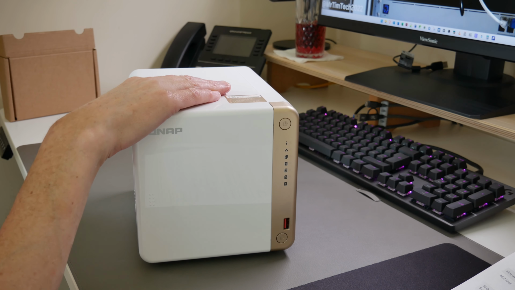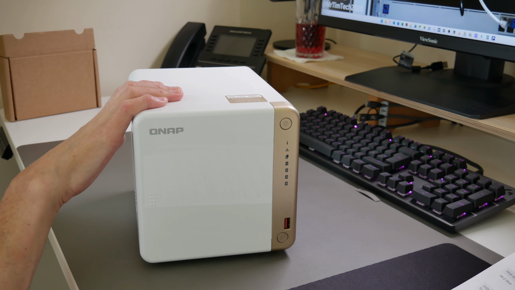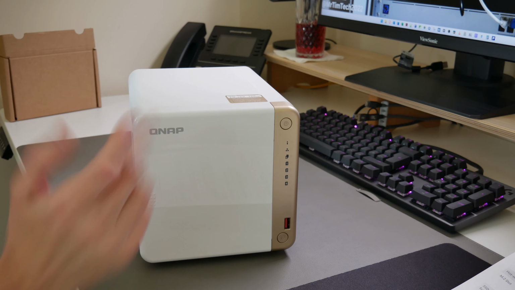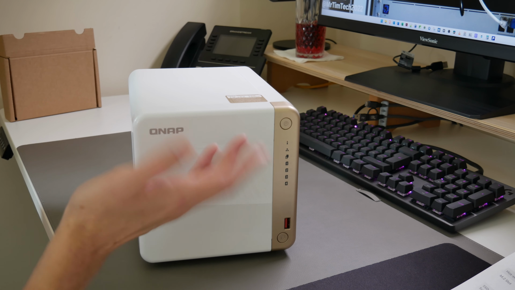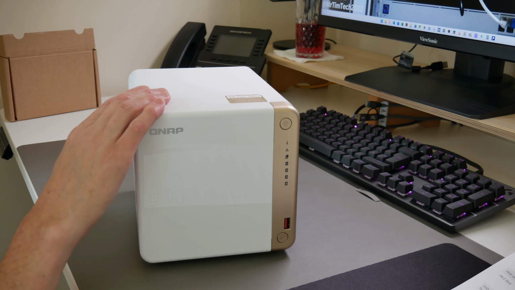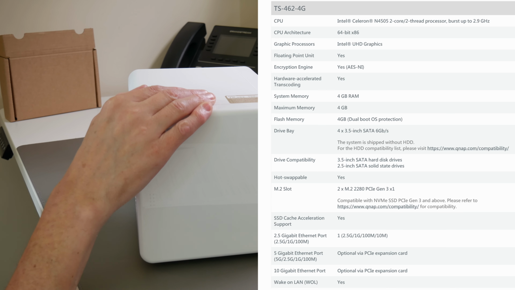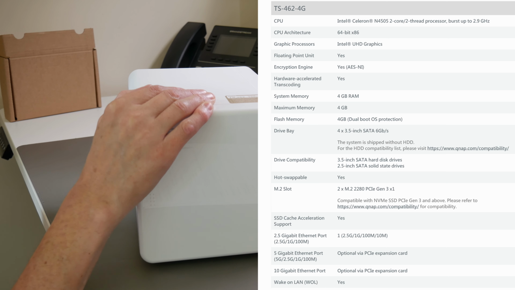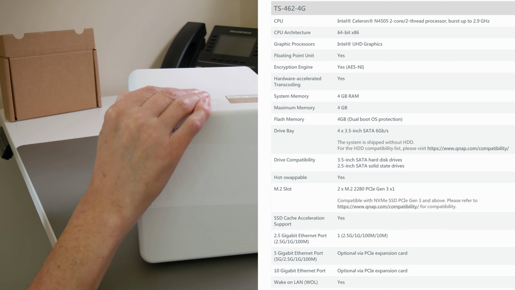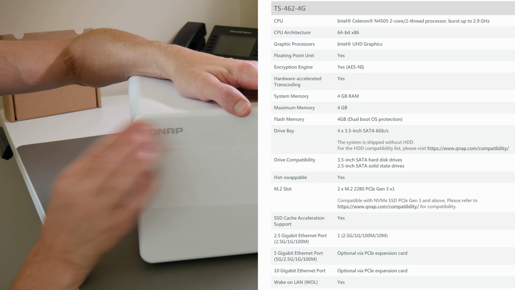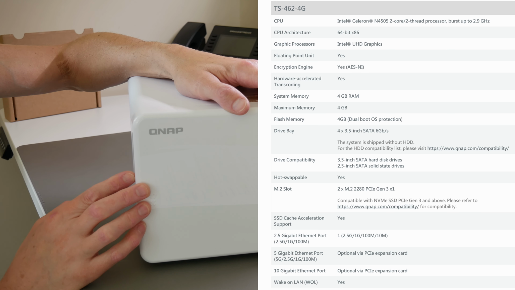There's also higher RAM ones as well. So there's other NASes in the range, which, for example, would have 8 gigabytes of RAM and so on. And there's some which can be upgraded as well. So some models can be upgraded. So as I said, this is a model TS-462-4G. The CPU inside is an Intel Celeron N4505, and it's a 2-core, 2-thread processor with a maximum burst speed of up to 2.9 gigahertz.